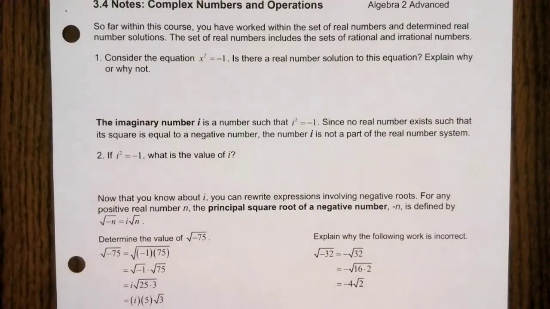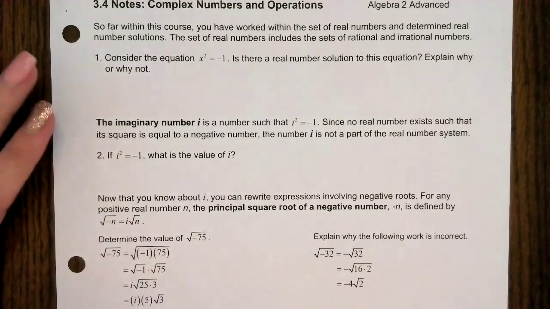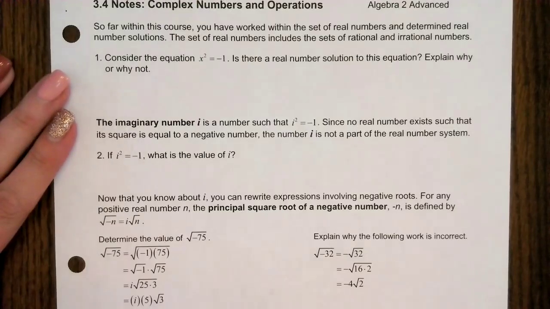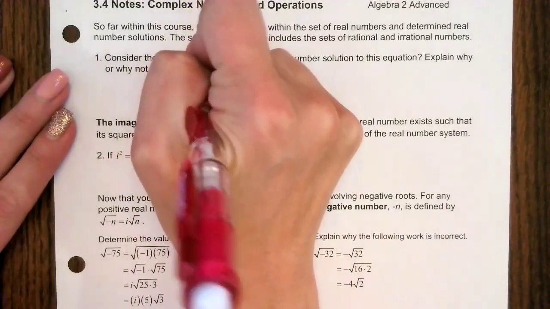Today we're going to talk about complex numbers and their operations. So far in this course, you have worked within the set of real numbers determined by real number solutions. So we're going to introduce you to numbers that are not real. It says, consider the equation x squared equals -1. Is there a real number solution? So let's think about that.